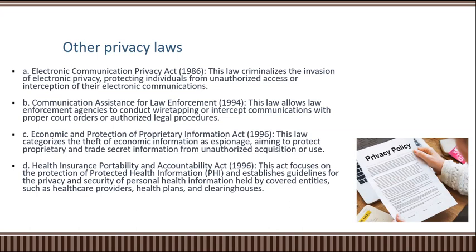This law categorizes the theft of economic information as espionage, aiming to protect proprietary and trade secret information from unauthorized acquisition or use. And next we have the Health Insurance Portability and Accountability Act of 1996. This act focuses on the protection of protected health information, PHI, and establishes guidelines for the privacy and security of personal health information held by covered entities such as healthcare providers, health plans, and clearinghouses.